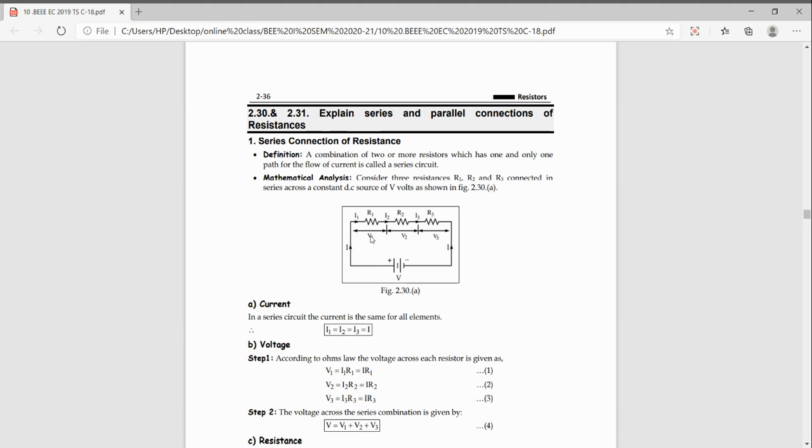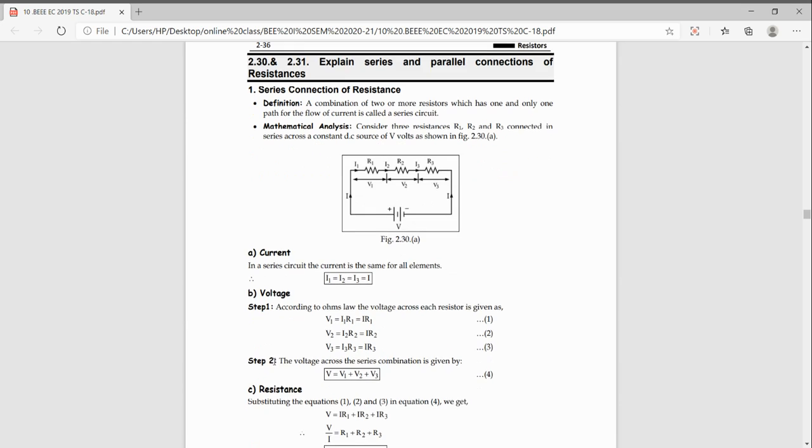As this is a series circuit, the current flowing through R1, the current flowing through R2 and the current flowing through R3 are the same because it is a single path. So the current I1 is equal to I2 is equal to I3, which is equal to the total current I. Now we have to find out the voltage.